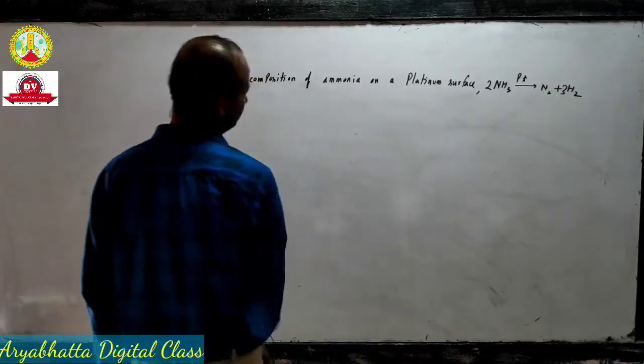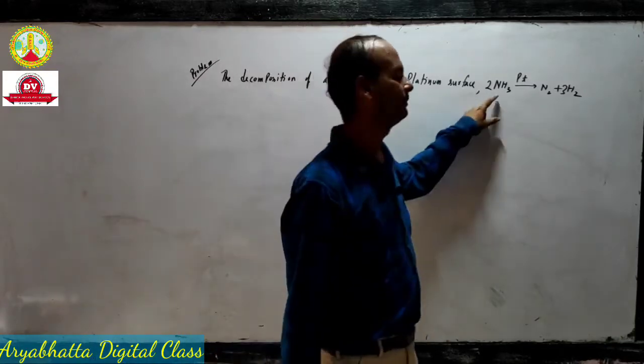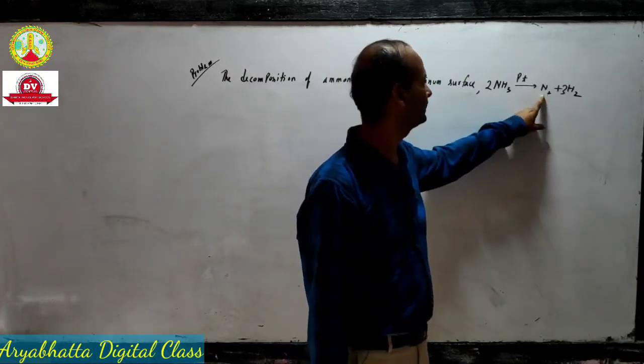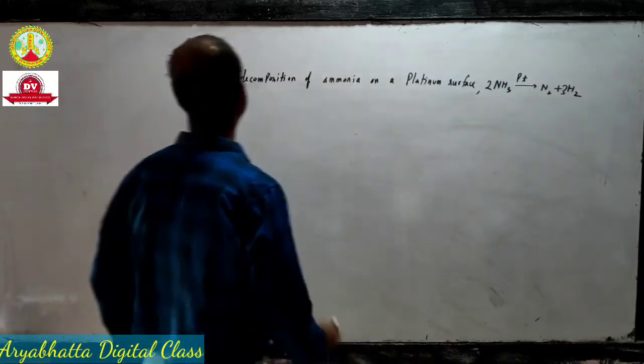The decomposition of ammonia on a platinum surface. Here ammonia has been decomposed to what? To nitrogen and what? Nitrogen and hydrogen.